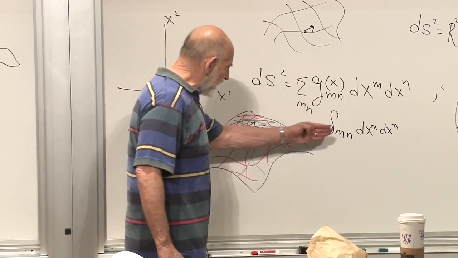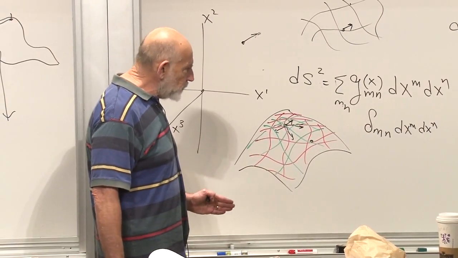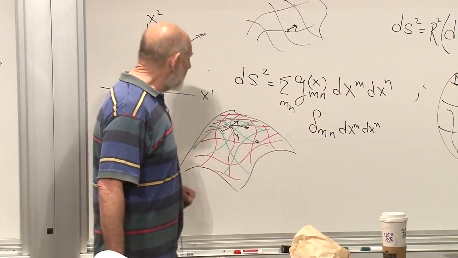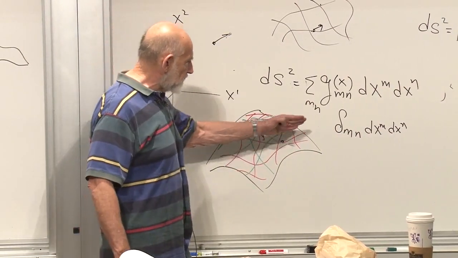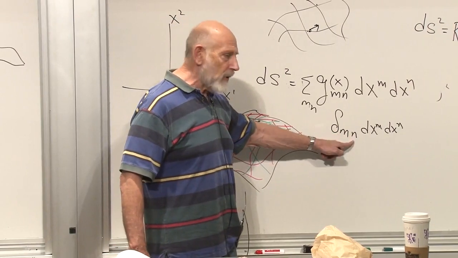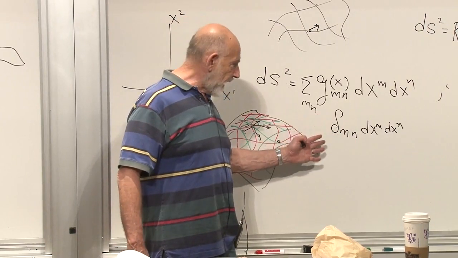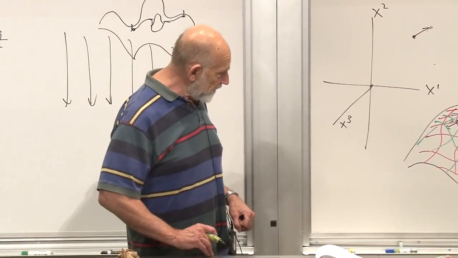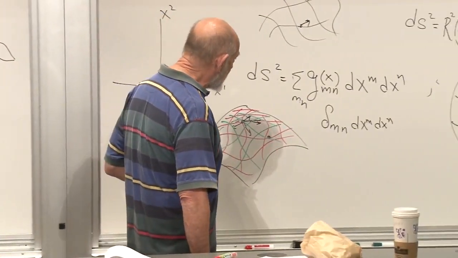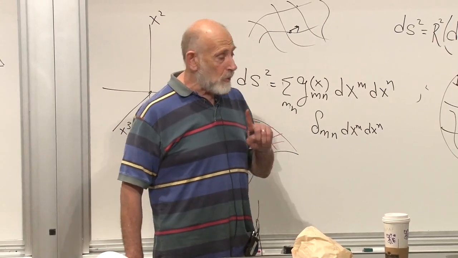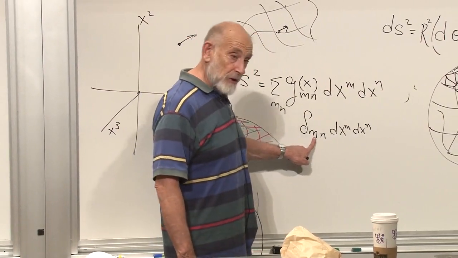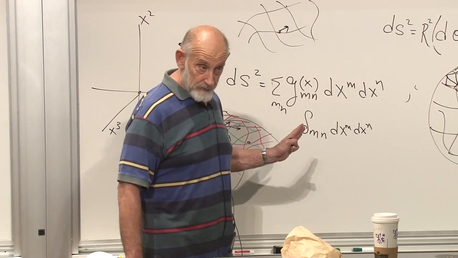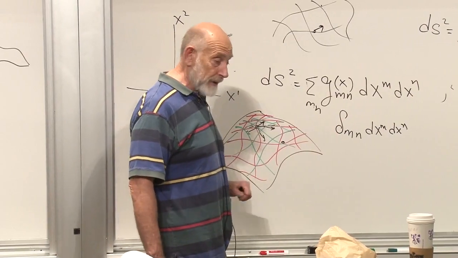This is the formula for the interval in Cartesian coordinates for a flat geometry. Remember what delta mn is? Delta mn is just a diagonal matrix, everywhere equal to 1 on the diagonal, and everywhere equal to 0 off the diagonal. So for flat space in Cartesian coordinates, the metric tensor is just the Kronecker delta symbol. In curvilinear coordinates, that's not true. In curvilinear coordinates, this could be more complicated.